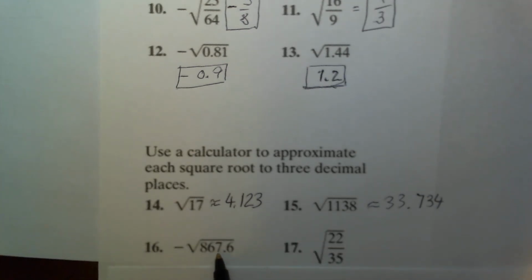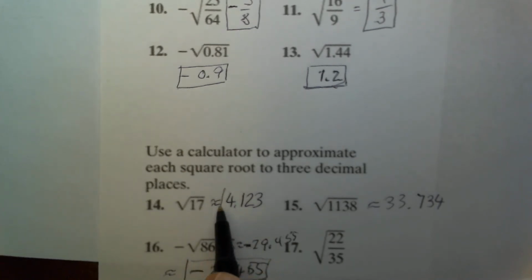And the negative principal root of 867.6, the square root of 867.6. That would be minus, so it's approximately equal to minus 29.455. Oops. We're going to write underneath. So approximately equal to minus 29.455.